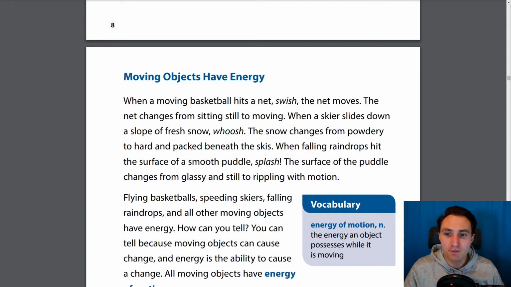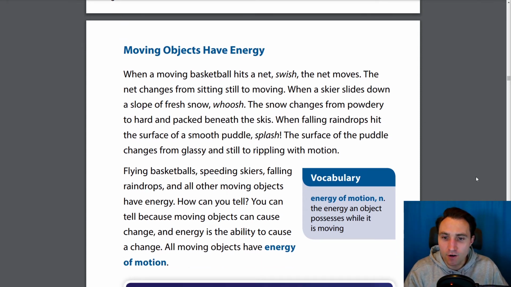When falling raindrops hit the surface of a smooth puddle, splash. The surface of the puddle changes from glassy to a ripple with motion. Flying basketballs, speeding skiers, falling raindrops, and all other moving objects have energy. How can you tell? You can tell because moving objects can cause change. And energy is the ability to cause change.